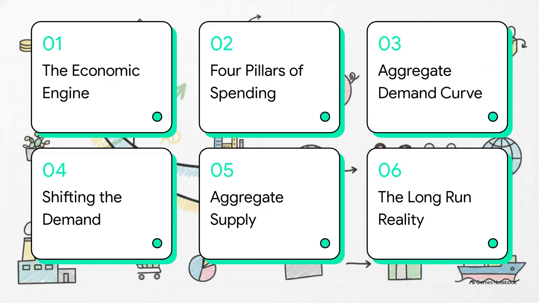Here is our roadmap. We'll start with the economic engine explained and the 4 pillars of spending. Then the aggregate demand curve, shifting the demand, understanding aggregate supply, and finally, the long-run reality. By the end of this explainer, you are going to be able to decode the secret language of global economists.